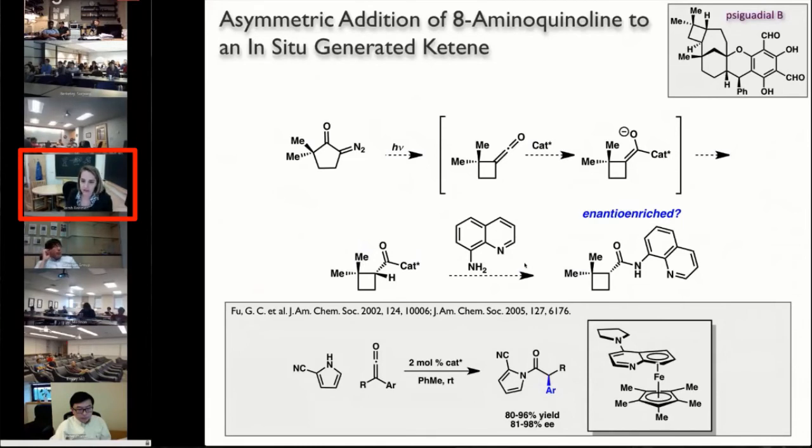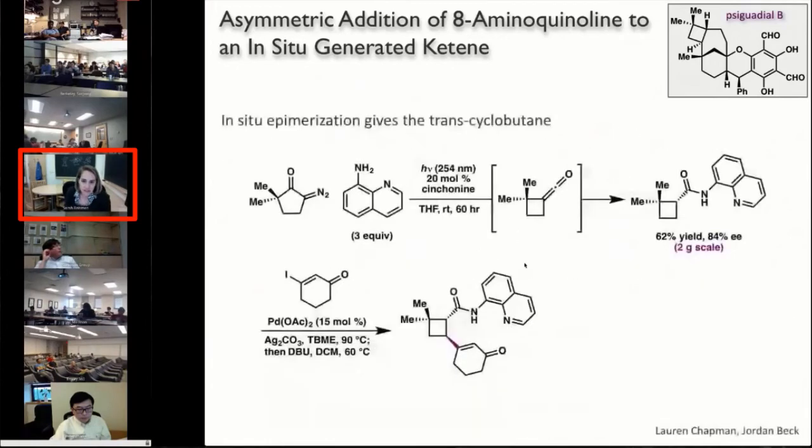And if you go to the next slide, since it's a short talk, I won't take you through that reaction development, but we were indeed able to develop that chemistry. So if you photolyze the alpha diazoketone in the presence of 8-aminoquinoline, oh, sorry, go back, in the presence of cinchonine as a catalyst, we can isolate this product here in good yield and in reasonable enantioselectivity. We can actually recrystallize up to a single enantiomer without problem. We do this on gram scale.